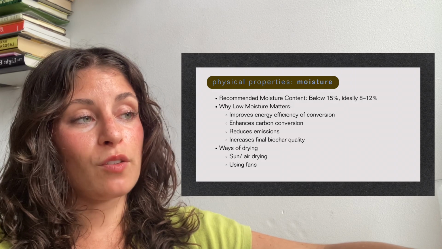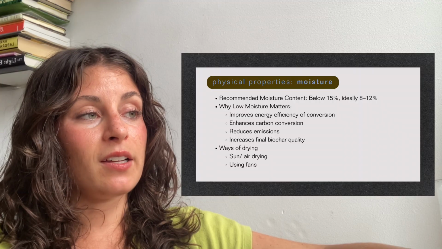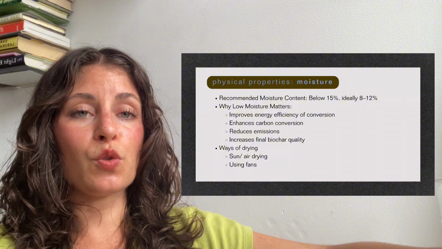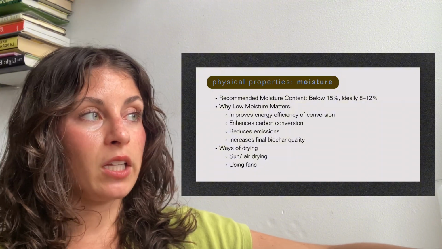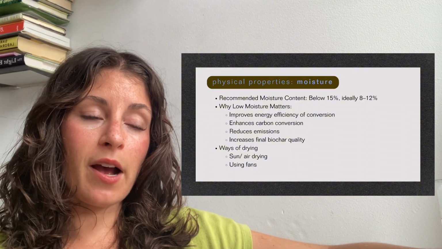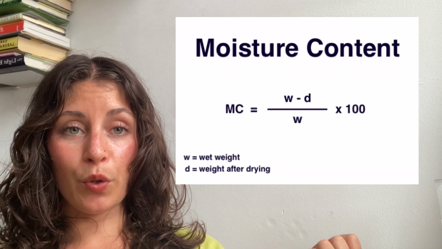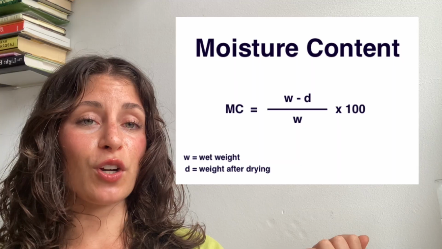We have a couple different ways of going about drying it, whether that is sun and air drying or utilizing fans to dry it. There are also low heat ovens that I've used in the past. When you first collect the feedstock, you can actually weigh it. And then after you dry it, say in the sun or with some fans, or you're hang drying it for a bit, you can weigh that biomass before and after, do a simple calculation, which can help you to determine what the moisture content is.